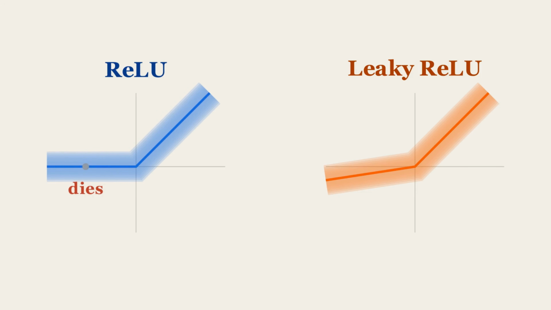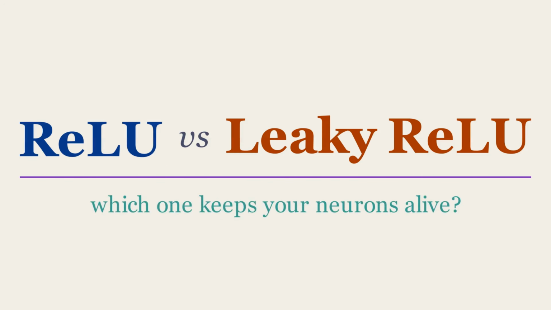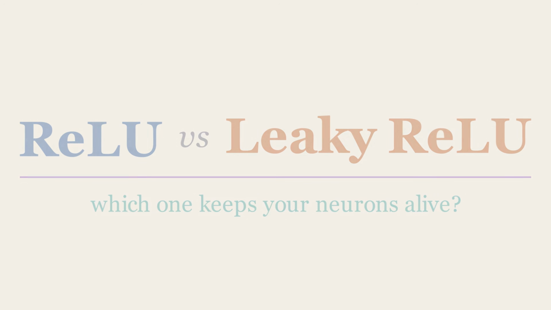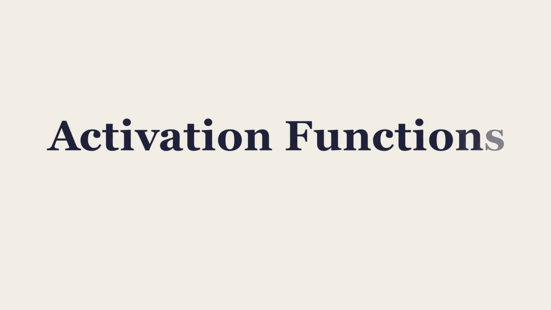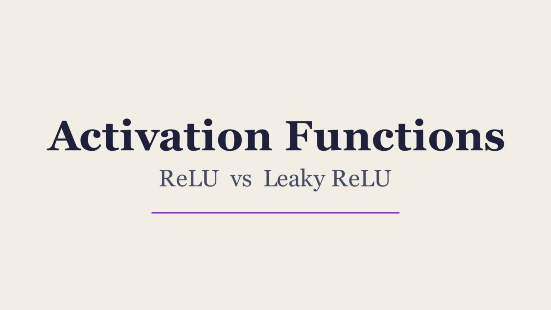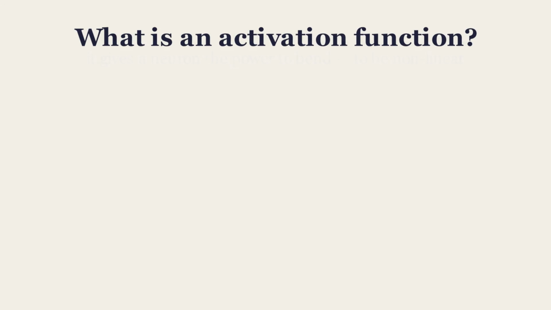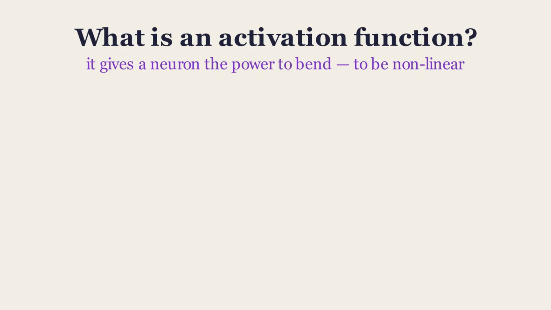What if a single line of math could decide whether a neuron in your neural network lives or dies? That is exactly what is at stake when you choose an activation function. Inside every neuron, something simple happens first. The network takes its inputs, multiplies each one by a weight, adds them all together, and tacks on a bias.